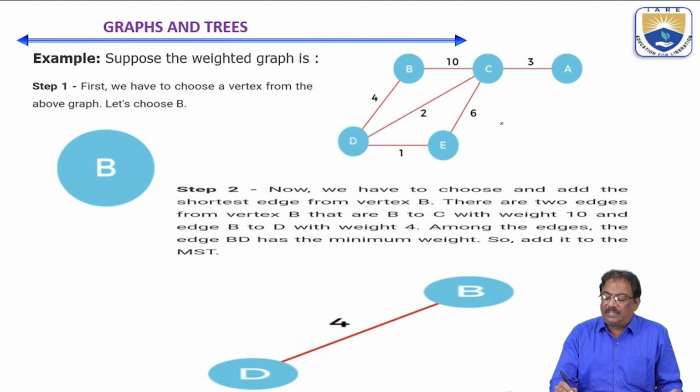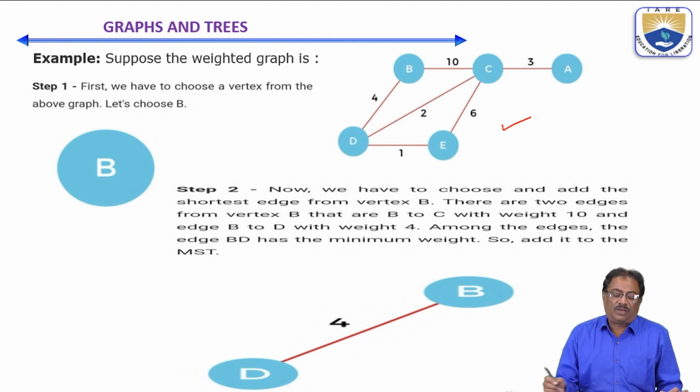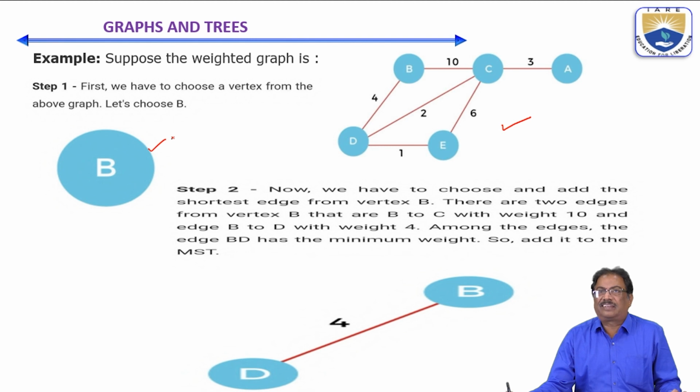Suppose we consider a graph. A graph is like this, which has 5 vertices, and of course a weighted graph, and this is applicable only for a weighted graph. That means the graph edges are given some weights. So first of all, we have to select any one vertex. Randomly we select. Let us choose B as the vertex.